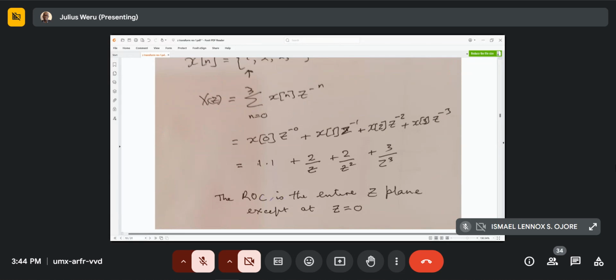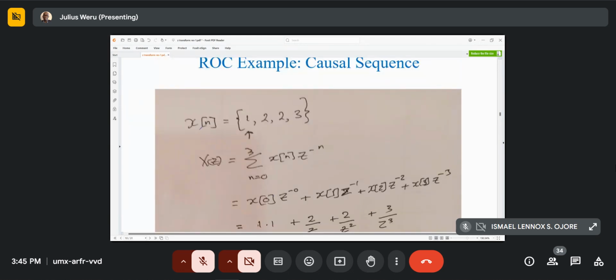So the ROC is the entire z plane except at z equal to 0, because once z is equal to 0, this becomes infinity. So it's the entire plane except z equal to 0. Yeah, that's the ROC for the z transform of this sequence.